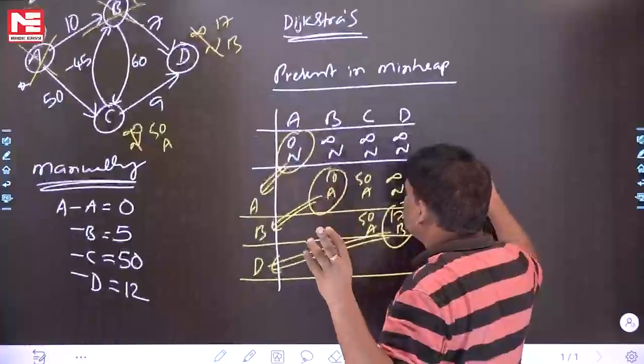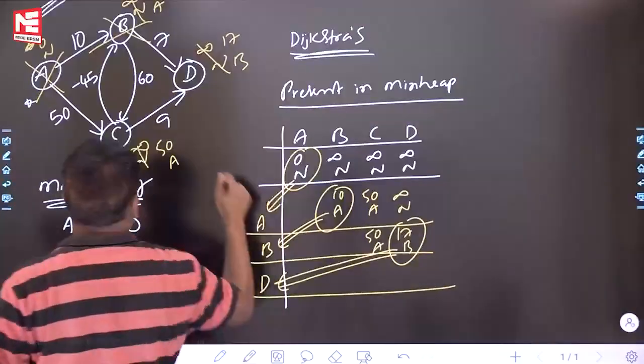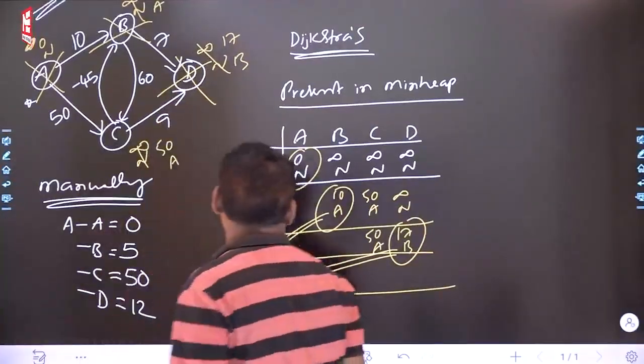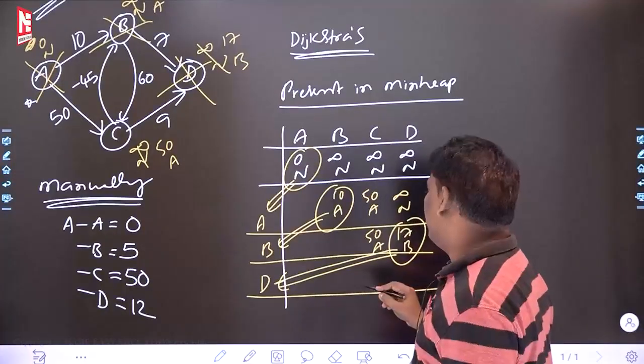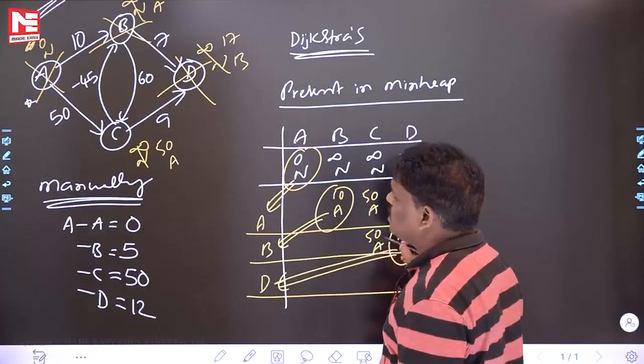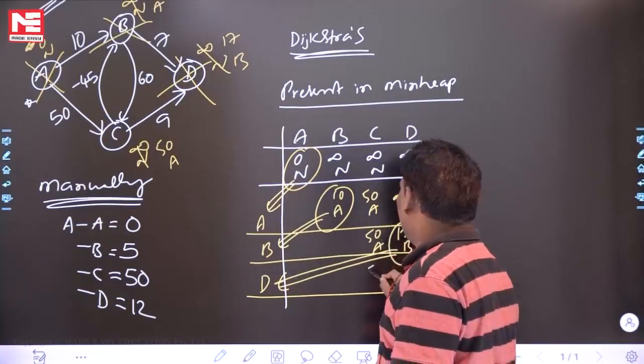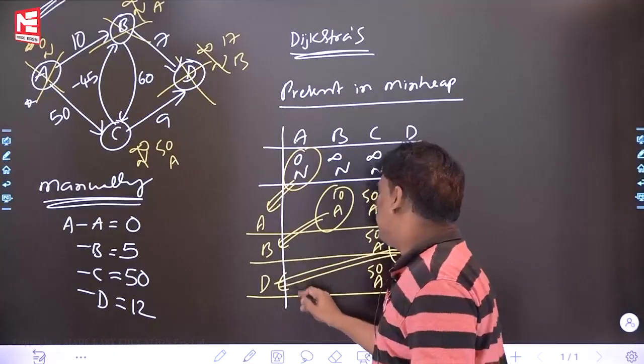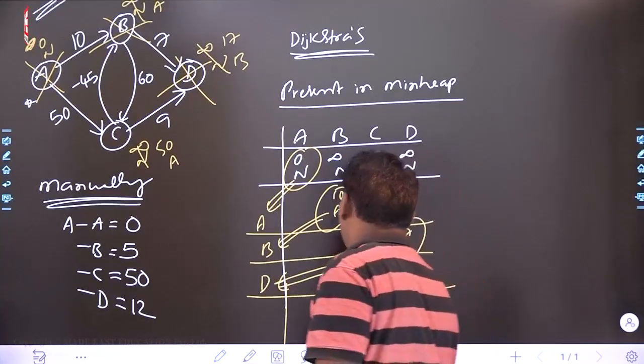Now one more thing I want to ask. After B, who was deleted? D was deleted. Can you help me with one small note? D was deleted. What will D do? D will find its adjacent vertices. Is there any adjacent? No. Because no one is adjacent, nothing changes. Next one, delete this also.